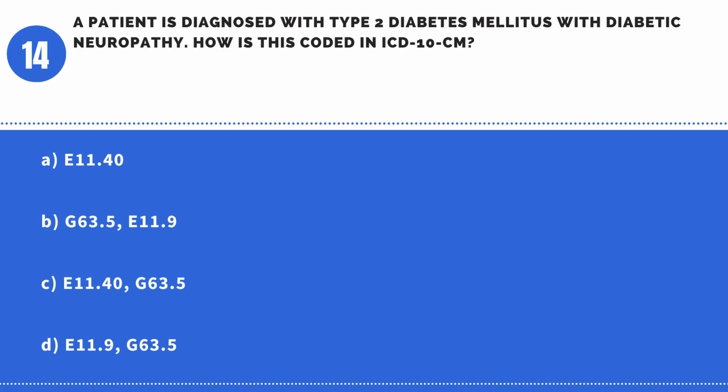Question 14. A patient is diagnosed with type 2 diabetes mellitus with diabetic neuropathy. How is this coded in ICD-10-CM? A. E11.40. B. G63.5, E11.9. C. E11.40, G63.5. D. E11.9, G63.5.